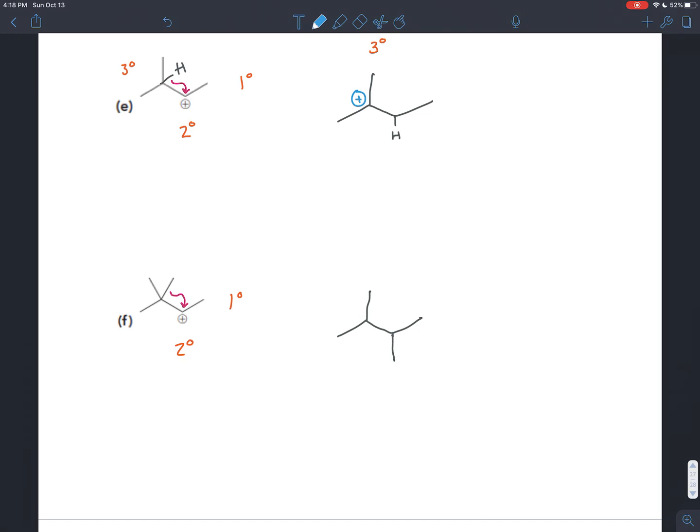The carbocation would be on that new position. And notice that that carbocation is bonded to 1, 2, 3 other carbons. It's able to borrow the electrons from 3 other carbons. It's tertiary, it's more stable. And so you get this carbocation rearrangement in order to give you the more stable carbocation.